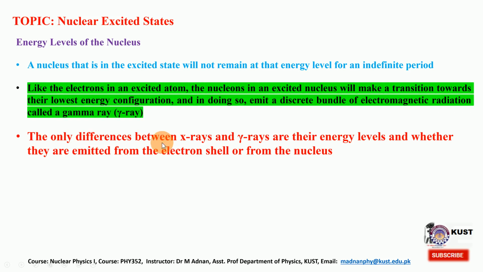Now, the only difference between X-rays and gamma rays is their energy levels. That is, these are kilo electron volt, and these are measured in mega electron volt, and whether they are emitted from the electron shell or from the nucleus. As I told you on the previous slide, gamma rays are emitted due to the nucleonic transition, and this is the atomic transition from the inner shell of the electrons. So this is the only difference, in terms of the energy and also in terms of their origin.